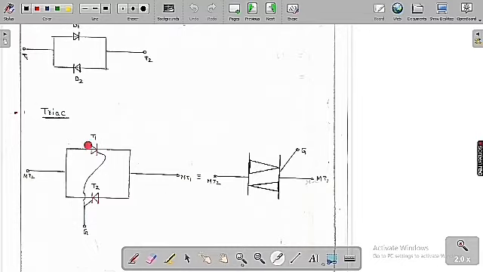In a shortcut way, the shortcut symbol of this is like this, with two diodes kept like this. So this is a shortcut symbol of a triac. And this is the exact symbol of a triac.